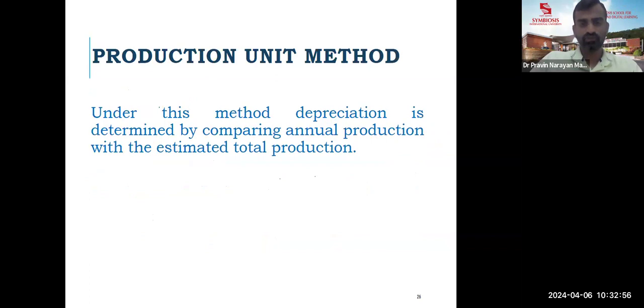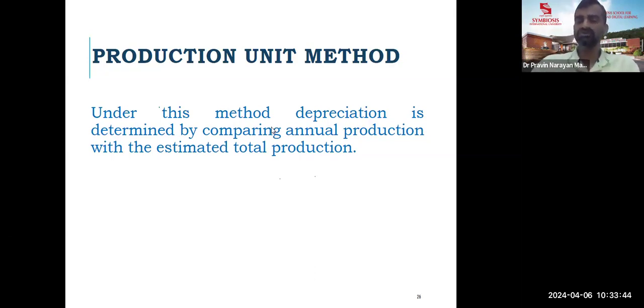Now second, production unit method. It is also known as the unit of production method, and is a depreciation technique that allocates the cost of an asset over its useful life based on the number of units that asset produces. So if you remember, in machine hour, the number of hours that the machine was used was the basis for calculation. In production, the number of units produced is the basis for calculating depreciation.